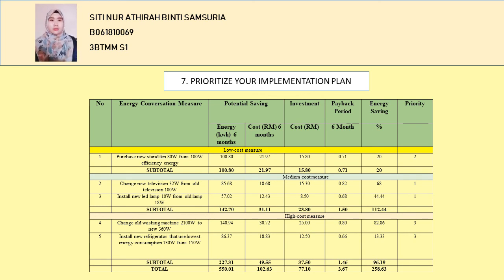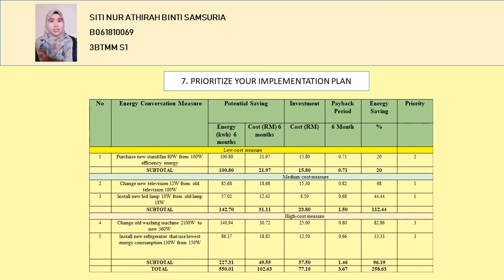Let's go to the next, which is the median cost measure. For the median cost measure, it is to install a new LED lamp 10 watt from an old lamp 18 watt. For the potential energy is 342.14. For the cost saving is 176.14. For the investment is 119.00. For the payback period is 0.67. For the energy saving is 44.44%. And for the priority is 1.